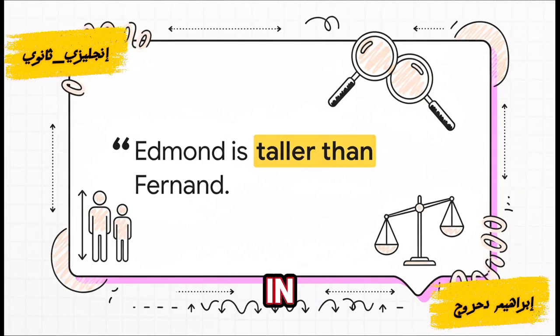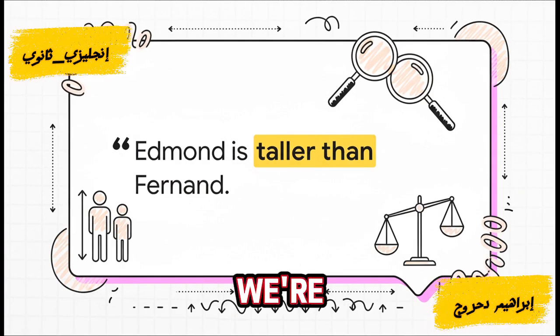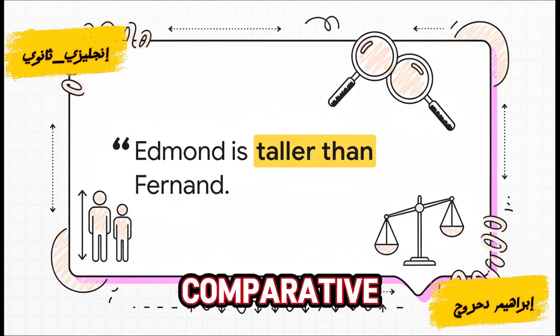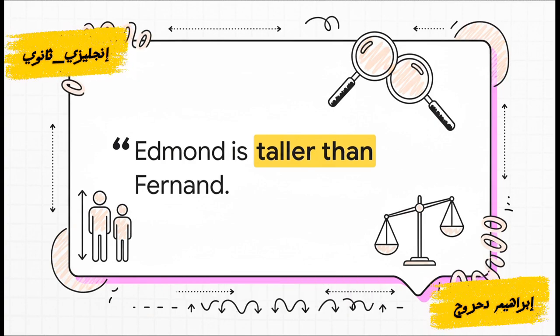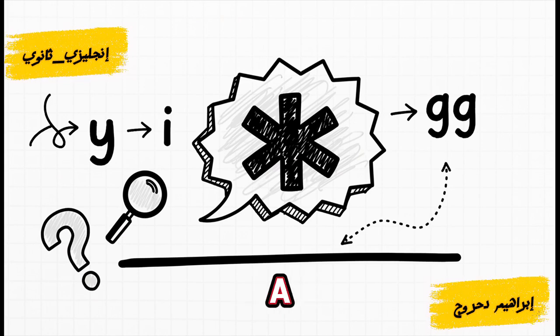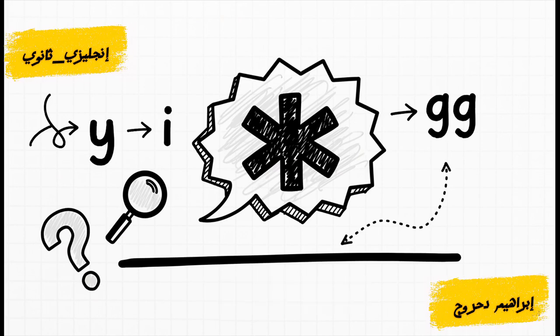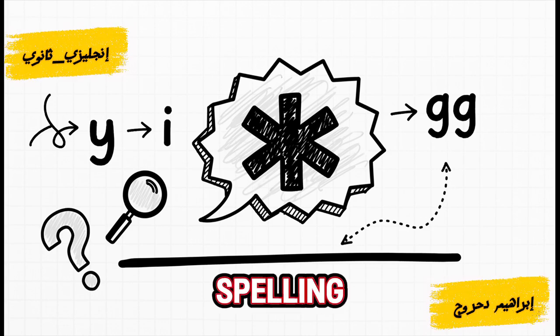And here's that rule in action. Edmund is taller than Fernand. See, we're just comparing two people, Edmund and Fernand. So we use that comparative form, taller. Simple. But you knew there was a but coming, didn't you? Of course, English loves its little exceptions. While that ER and EST rule is our base, there are a few little spelling tweaks we have to watch out for with these short adjectives.